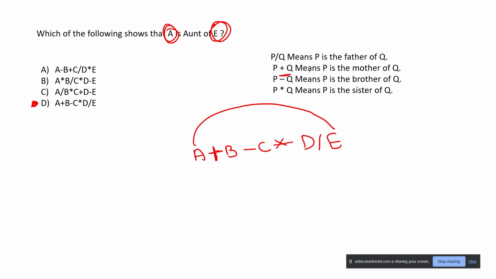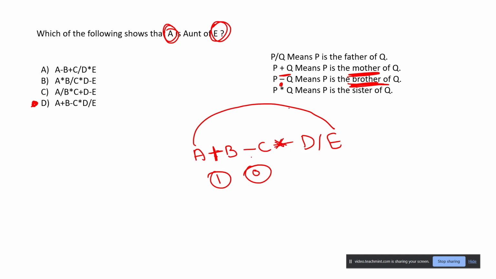First one is plus. Plus means mother. Mother means one generation gap. Similarly, minus means brother. In between brother and the other person, there isn't going to be any gap. So 0 generations. Mother, father, uncle, aunt, all of them are going to have one generation. Sister, brother, cousins are going to have 0 generation gap. So there is no generation gap between B and C.